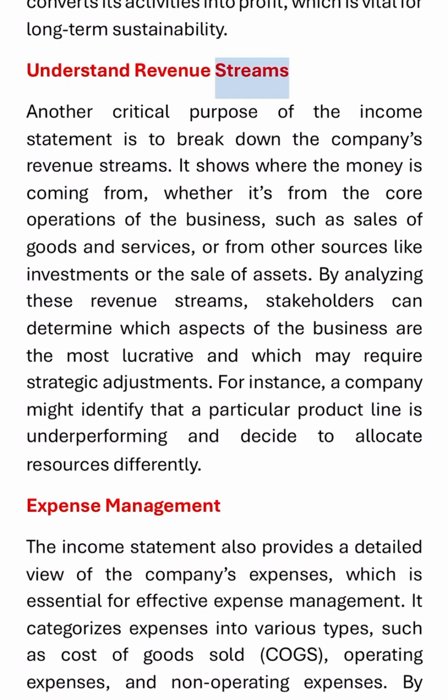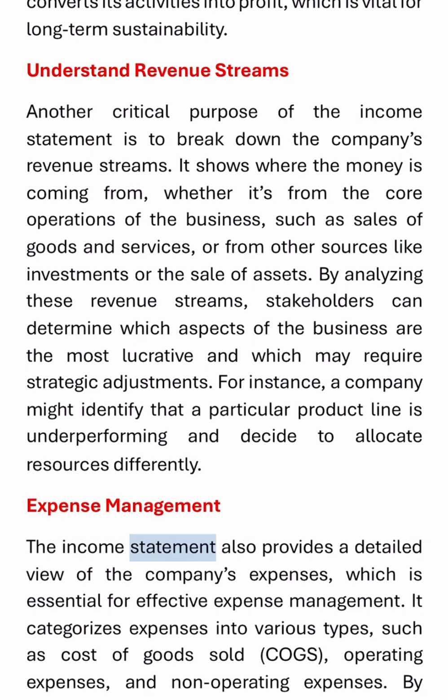Understand revenue streams. Another critical purpose of the income statement is to break down the company's revenue streams. It shows where the money is coming from, whether it's from the core operations of the business, such as sales of goods and services, or from other sources like investments or the sale of assets. By analyzing these revenue streams, stakeholders can determine which aspects of the business are the most lucrative and which may require strategic adjustments. For instance, a company might identify that a particular product line is underperforming and decide to allocate resources differently.